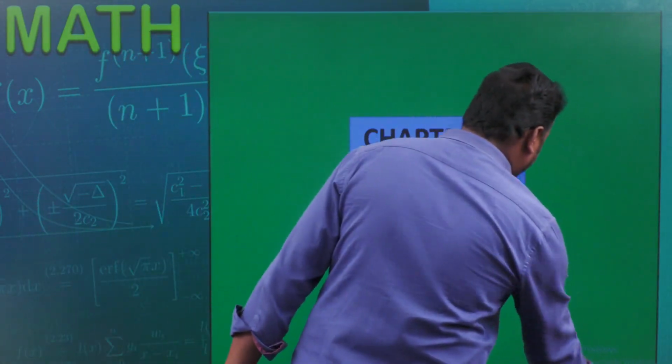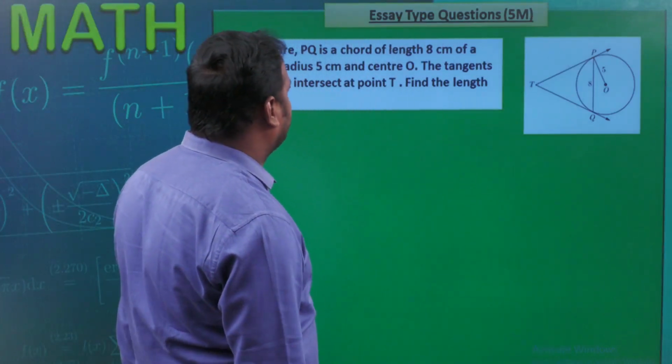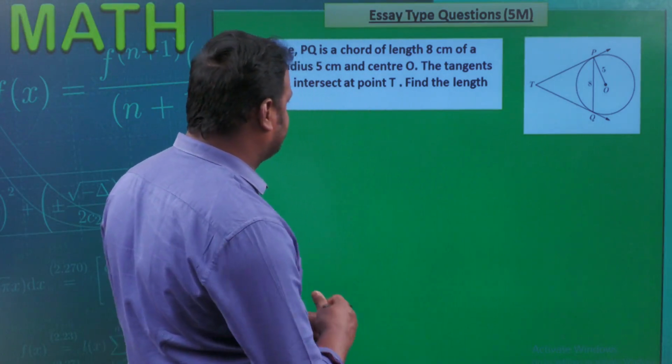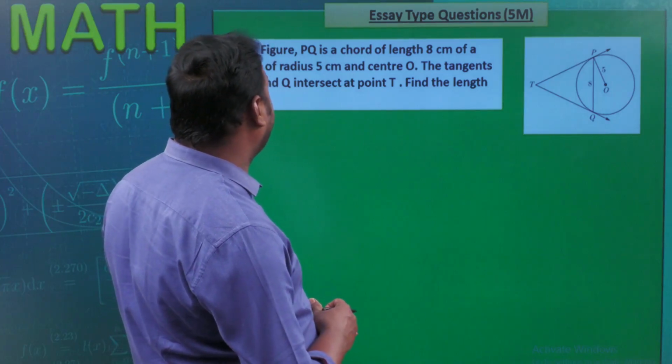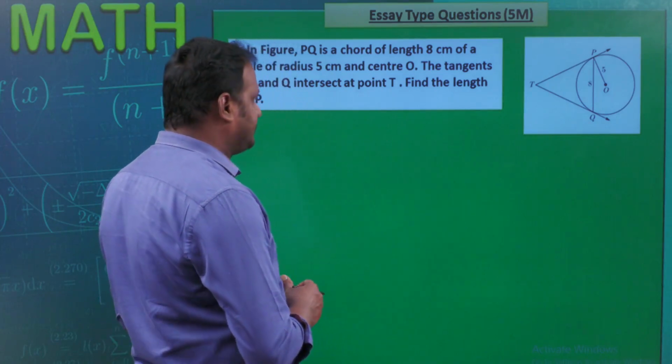Coming to the very first problem: in the figure, PQ is a chord of a circle of length 8 centimeters, of radius 5 centimeters, and the center is at O. The tangents at P and Q intersect at a point T, because T is an external point. Find the length of TP.